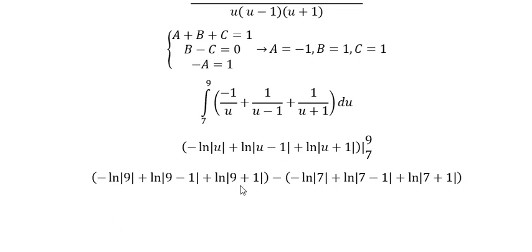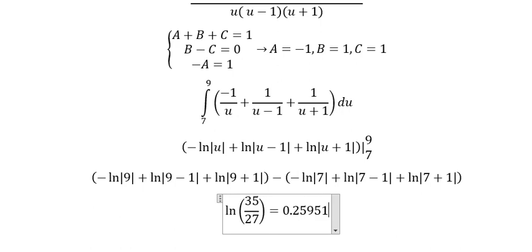So if we simplify this one, we have ln 35 over 27. And this one we have 0.2595. And this is the final answer. That is the end.